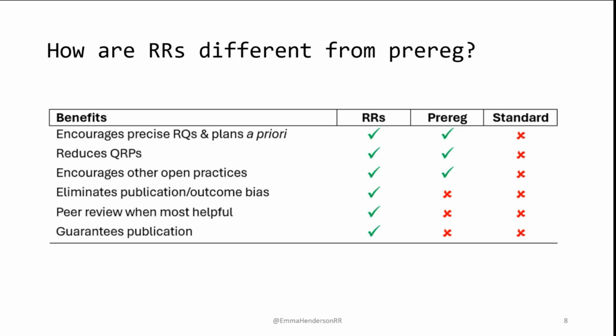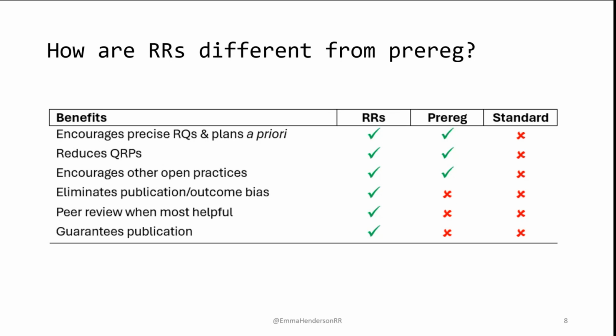For registered reports, you also get peer review when it's most helpful. It's not super helpful to get it after you've already run the study and you've already done something wrong in the eyes of the reviewers. There's not much that you can do about it then when they say you should have used this measure or you should have had a different control group or something like that. Then there's not much you can do about it after the fact.